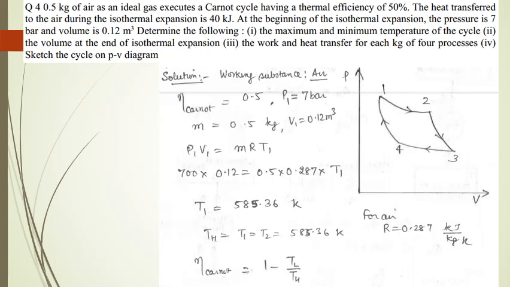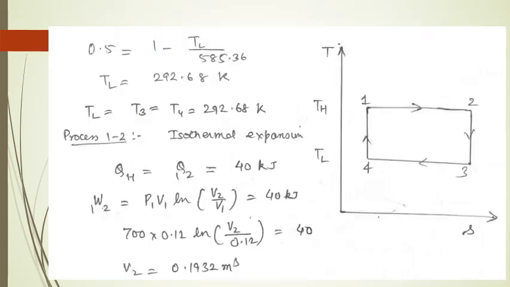There are only 2 temperatures for the cycle, TH and TL, and TH is equal to T1, which is also equal to T2, and that comes out to be 585.36 Kelvin. Now as Carnot cycle's efficiency is 1 minus TL upon TH, the value of TL, that is the temperature of the low temperature reservoir, comes out to be 292.68 Kelvin. Now this TL is equal to T3, which is also equal to T4, and that comes out to be 292.68 Kelvin.